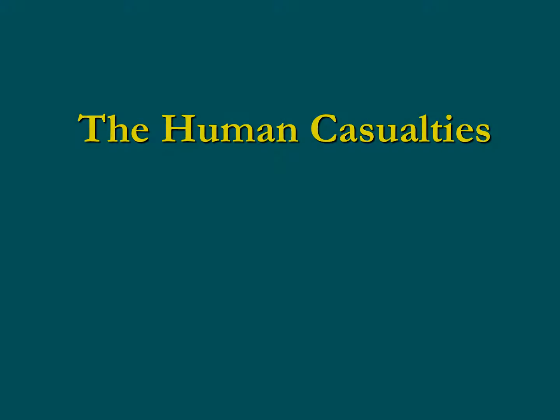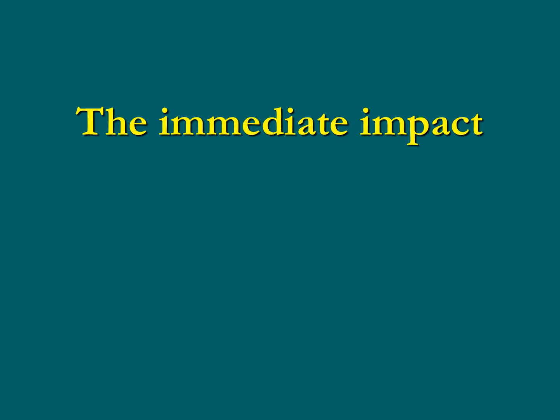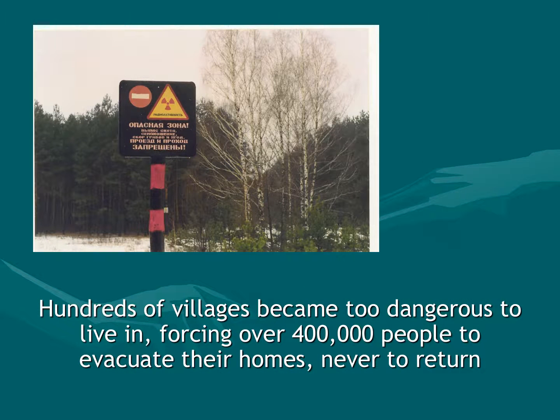Human casualties. The immediate impact. Hundreds of villages became too dangerous to live in, forcing over 400,000 people to evacuate their homes and never return. Remember how we talked about yesterday how this area was contaminated with radioactive material and people were no longer able to come back home. So over 400,000 people were not allowed to come back to their homes because of the radioactive fallout.